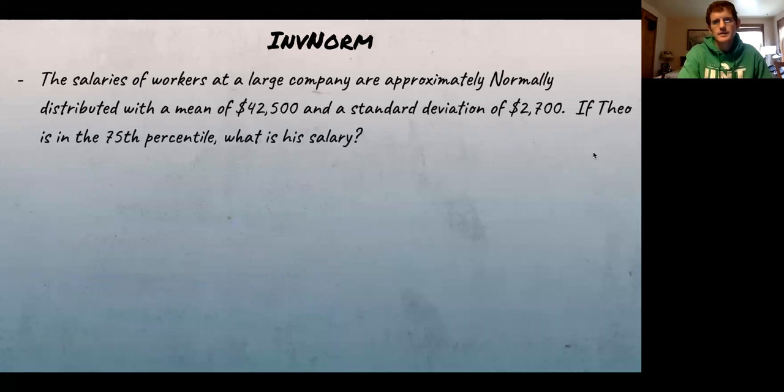And again, notice the difference in the question here. If this was a normal CDF question, it might say, Theo's salary is blah, blah, blah. How many, or what percent of salaries are higher than his? Then we could proceed from there. But this says he's at the 75th percentile. What is his salary? Okay, I don't know.